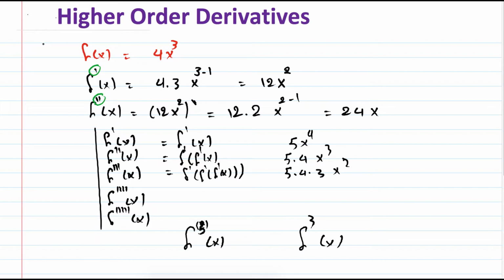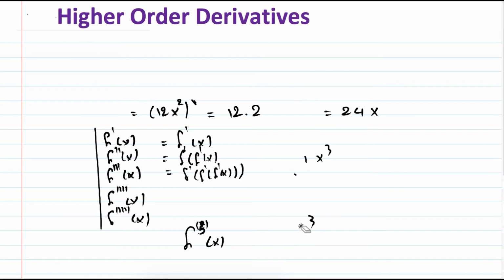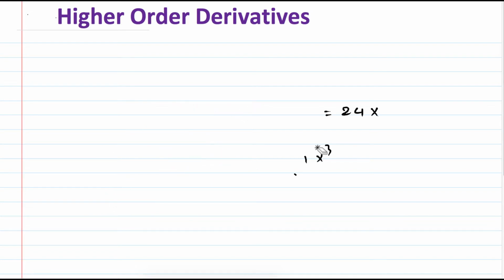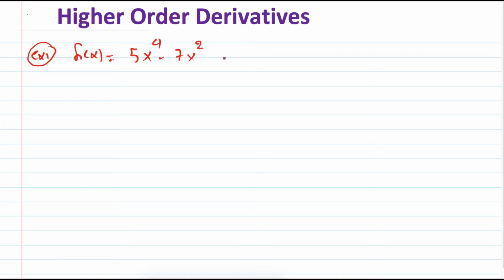Okay, so let me give you an example. Let's delete all this. Example 1: suppose I have f of x equal to 5x to the 4 minus 7x to the 2 minus 1. And I'm asking you to find me the third derivative of this function.